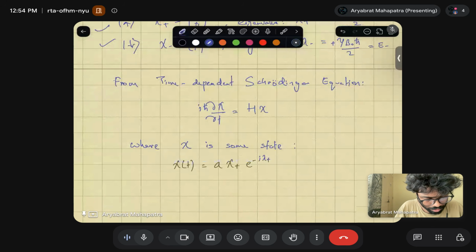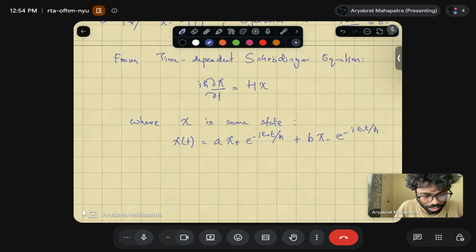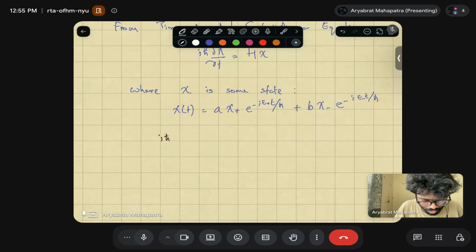Just to remind you, if I want to evolve some quantum state, with i h bar del t psi equals H psi, and psi 0 is the initial state, which is something like a phi 1 plus b phi 2, where phi 1 and phi 2 are eigenstates of H.